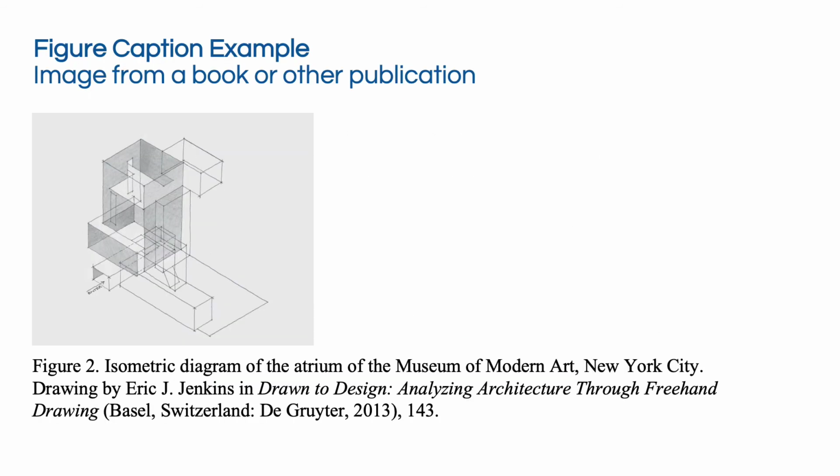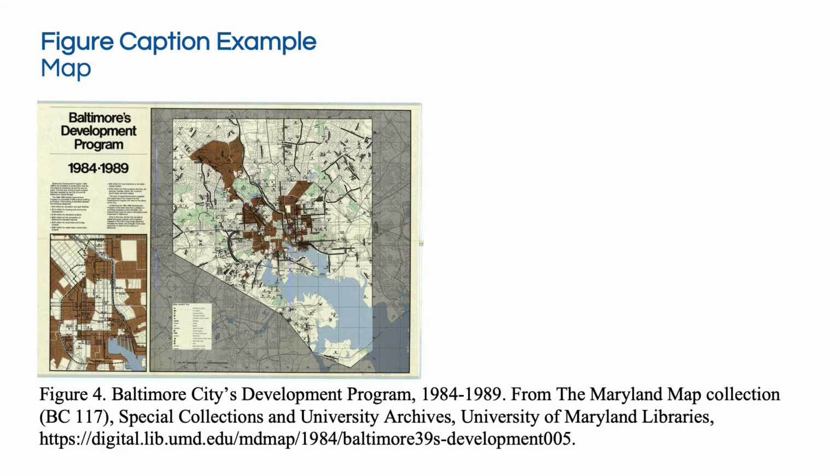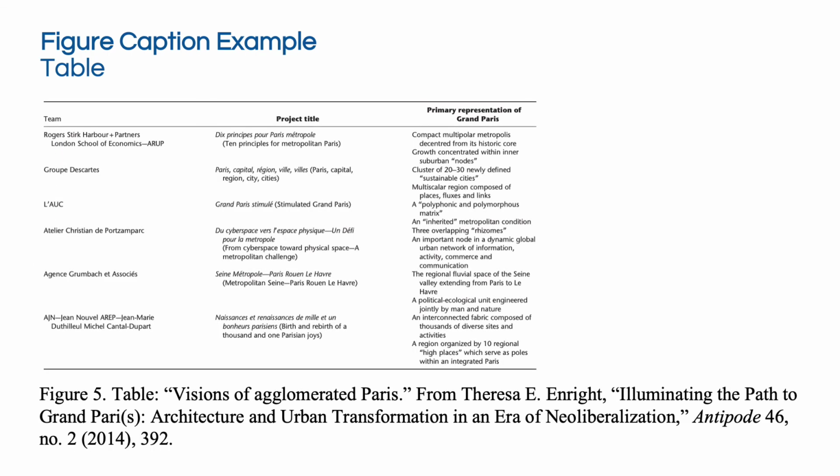Here is our complete figure caption again without the color coding. Let's see some examples of figure captions for other images we may use and cite in our research. Pause the video to review the caption as needed. An image from a website, such as this photograph made available for reuse with a Creative Commons license on Flickr. A figure caption for a map. A figure caption for a table or chart found in another publication.